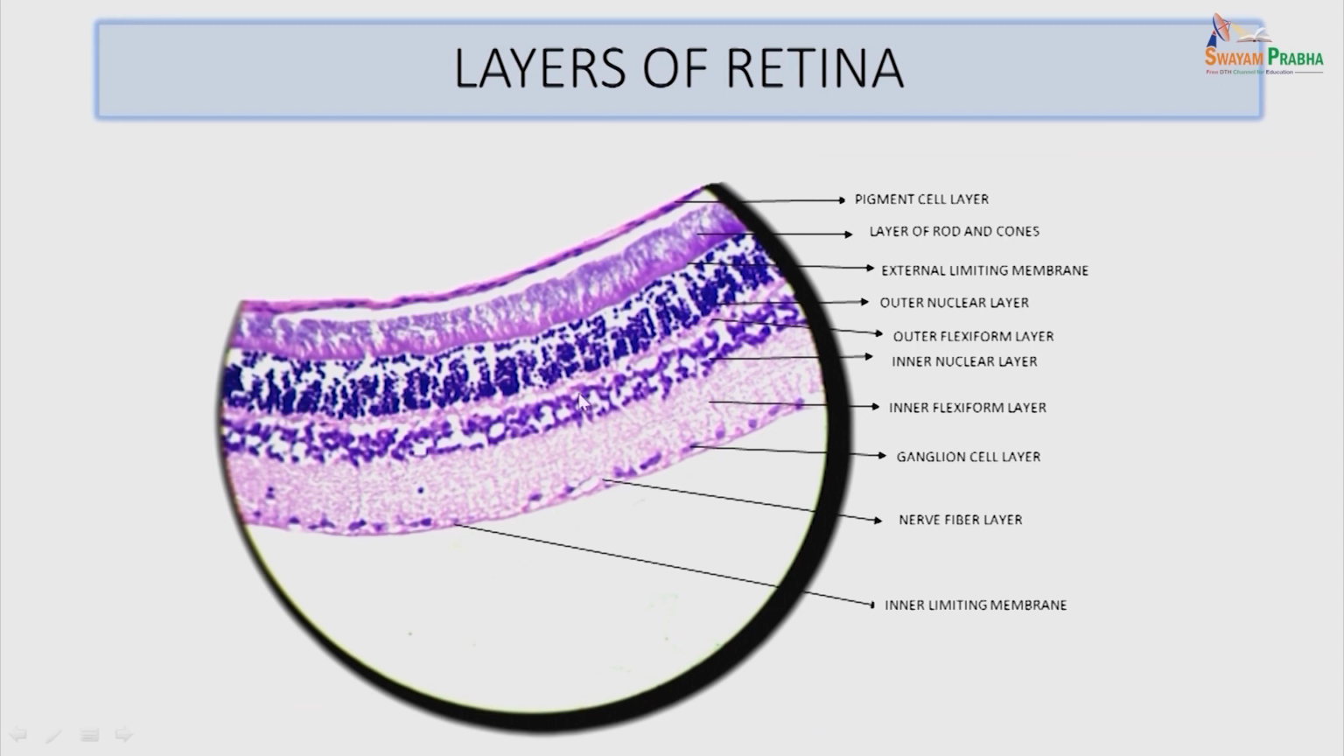Now you are seeing the microscopic appearance of the retina. Here the slide is stained with hematoxylin and eosin and viewed under the low power magnification. We are seeing all the layers starting from the pigmented epithelium, layer of rods and cones, external limiting membrane, outer nuclear layer, outer plexiform layer, inner nuclear layer, inner plexiform layer, ganglion cell layer, nerve fiber layer, and inner limiting membrane.